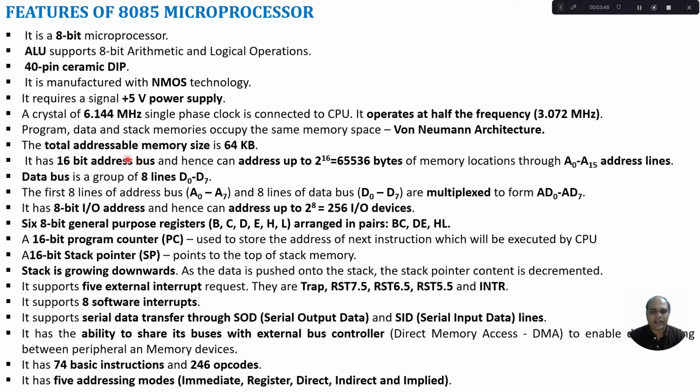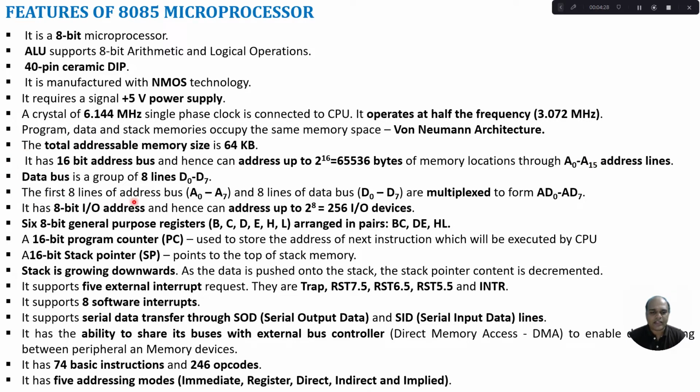A 16-bit address bus means the CPU can access 2 power 16 memory locations, so 65536 memory locations, and in each location 1 byte of data can be stored. So the total capacity of memory which can be interfaced with your 8085 microprocessor is 65536 bytes. The address lines are named A0 to A15, where A0 represents the least significant address bit and A15 represents the most significant address bit.